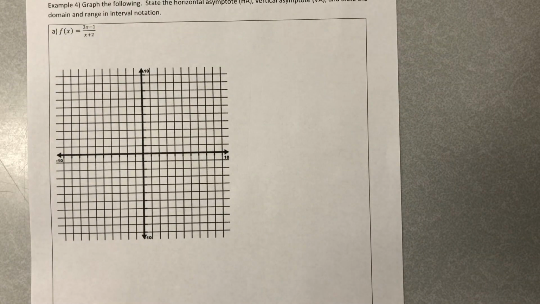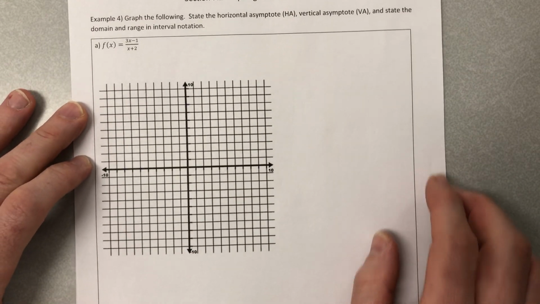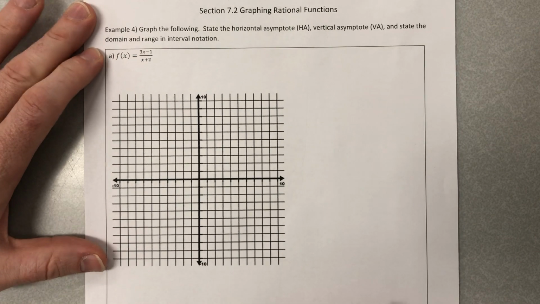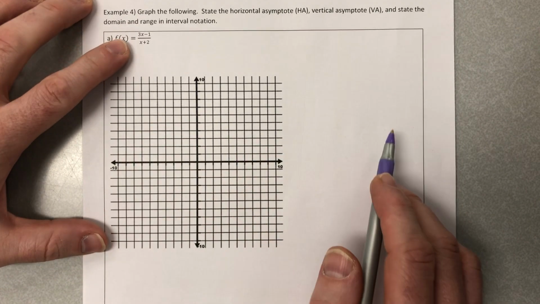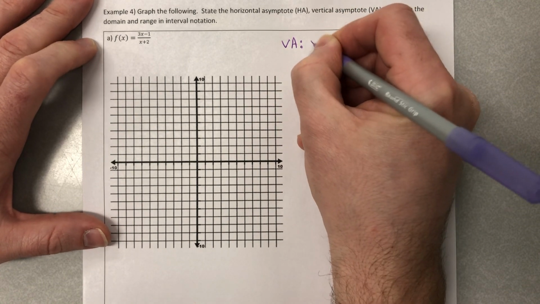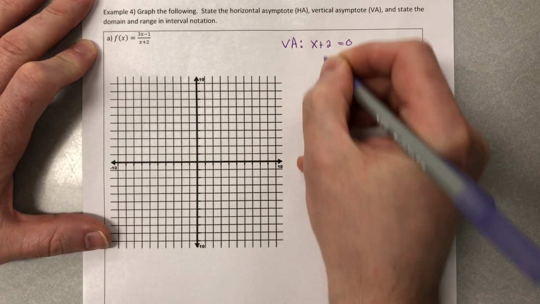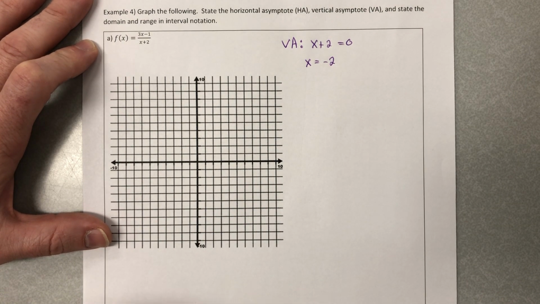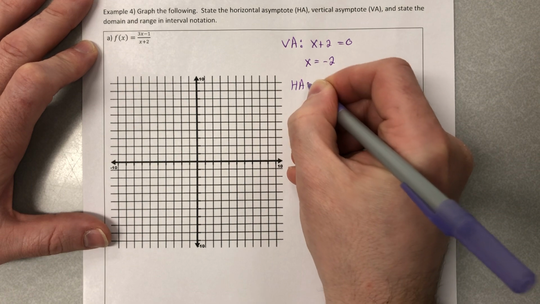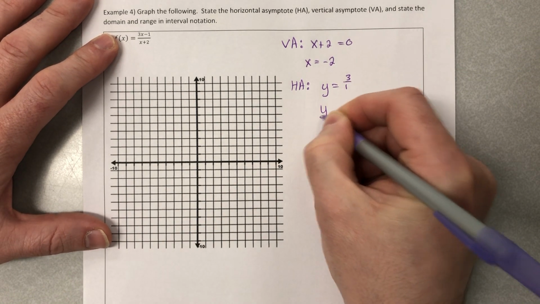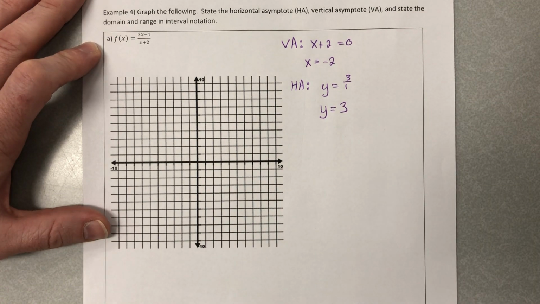All right, last example. What we're going to do is graph the following, state the horizontal and vertical asymptotes and the domain and range. So now notice we have a variable in both the numerator and denominator. So to get our vertical asymptote, we would say x plus 2 equals 0. So our vertical asymptote is negative 2. For our horizontal asymptote, we would take the coefficients of our x's, which would be 3 over 1. So that would be 3.